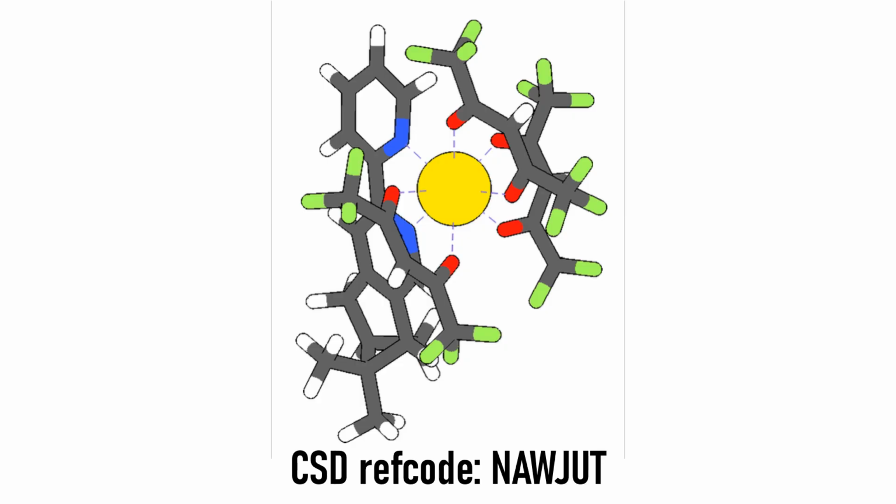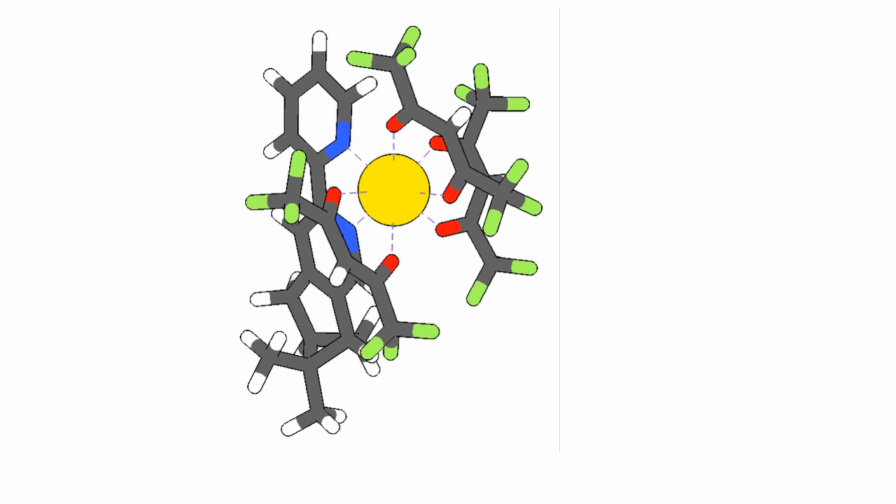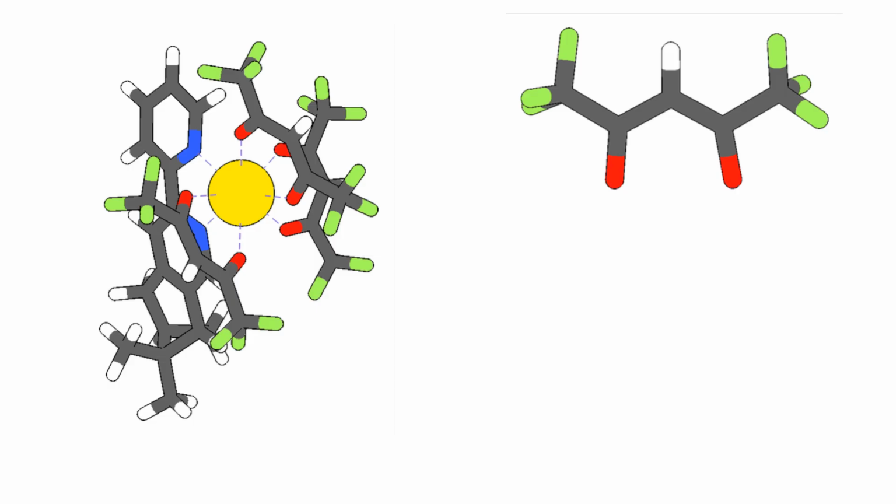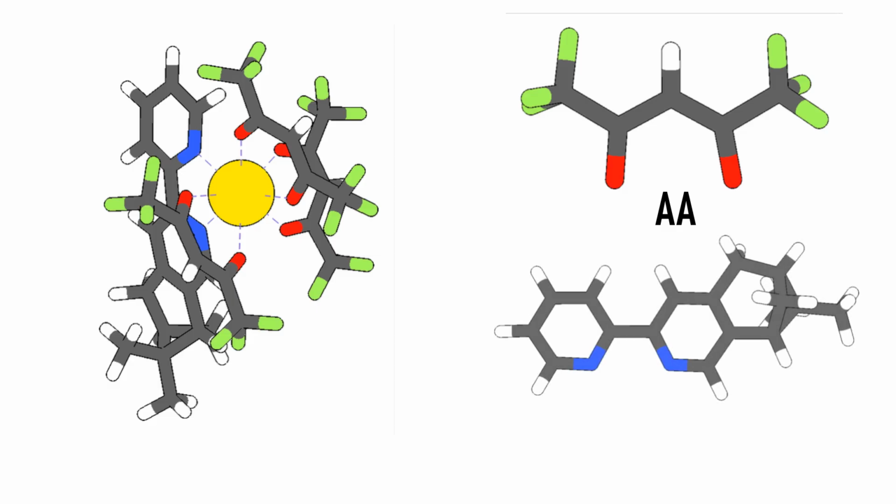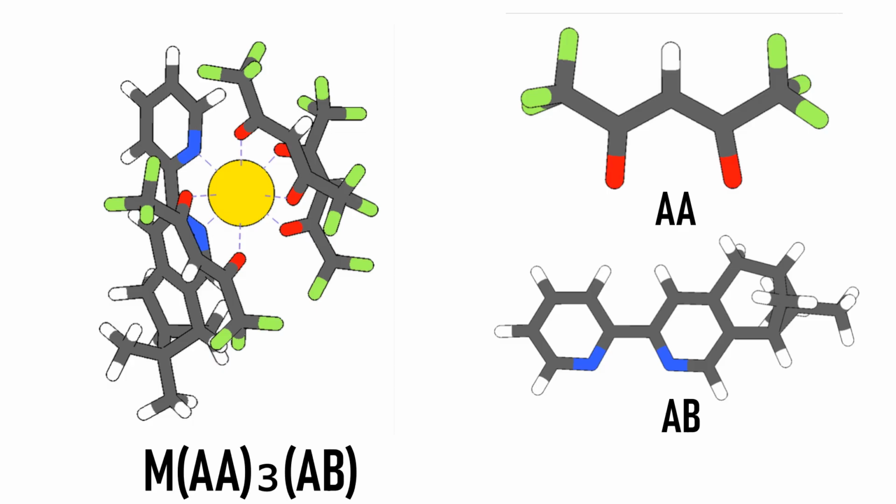Its crystallographic structure was retrieved from the Cambridge Structural Database. This coordination complex has 4 bidentate ligands bound to the metal center. 3 of them are topologically symmetric beta-diketonates, which are labeled as AA. The remaining bidentate ligand is a bipyridine derivative. Its 2 coordinating nitrogen atoms are not topologically equivalent, so it is labeled as AB. Thus, the generic formula of this metal complex is MAA3AB.